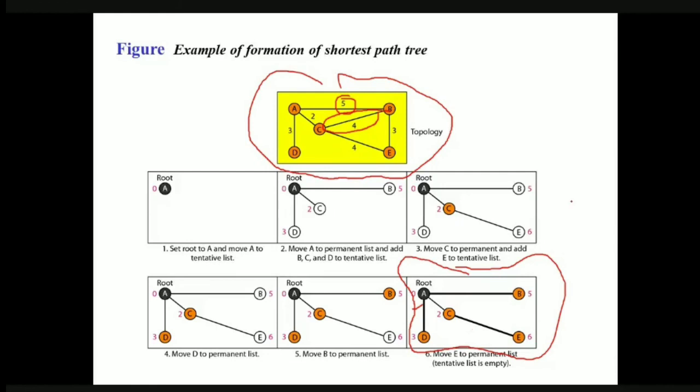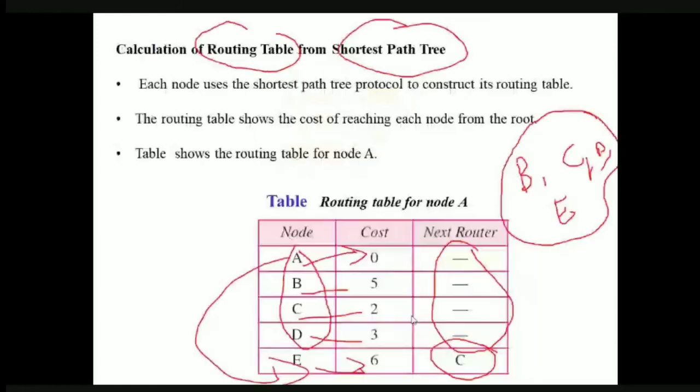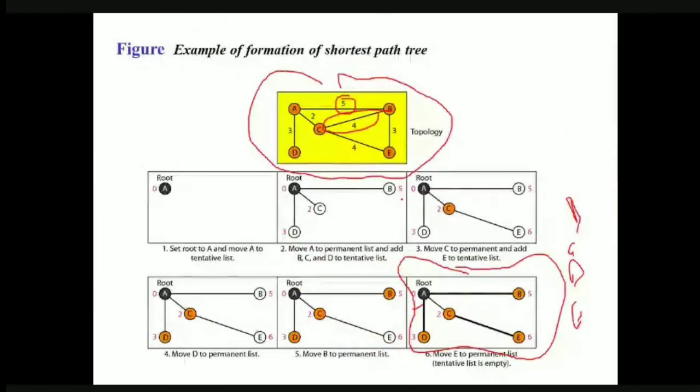Likewise for B, C, D, and E, we find the shortest path tree using Dijkstra's algorithm, and then finally we find the routing table for each and every node like this. These routing tables will then be disseminated to every other node, so that every node gets the complete information about the nodes in the given network. So this is all about the link state routing algorithm.